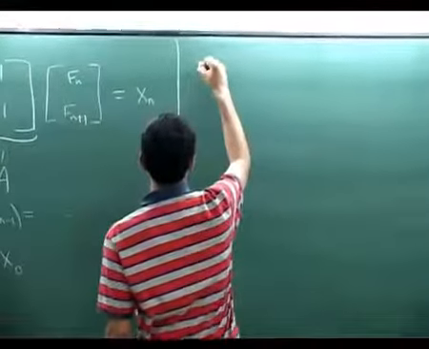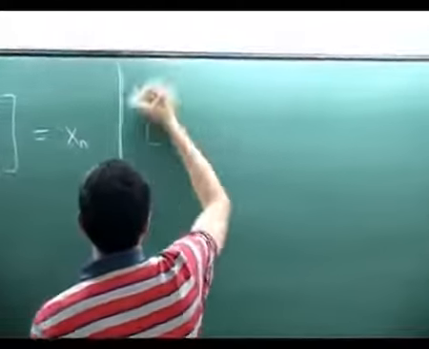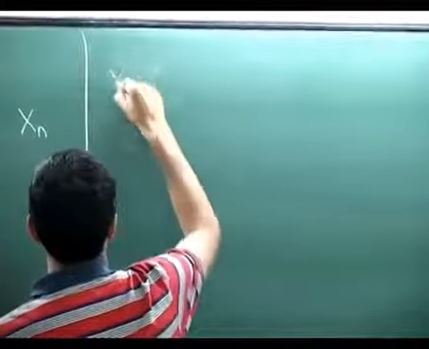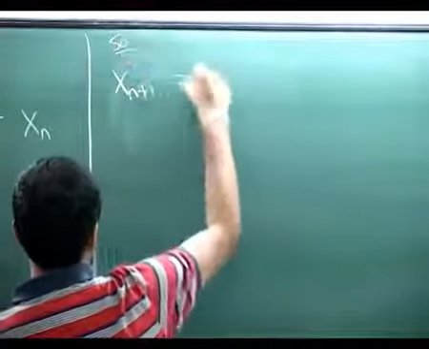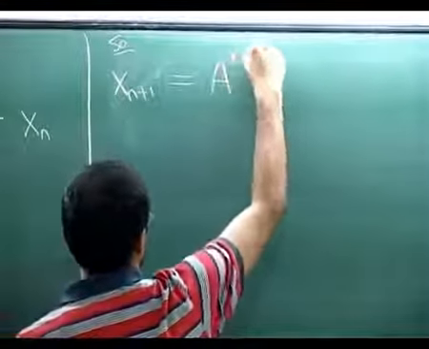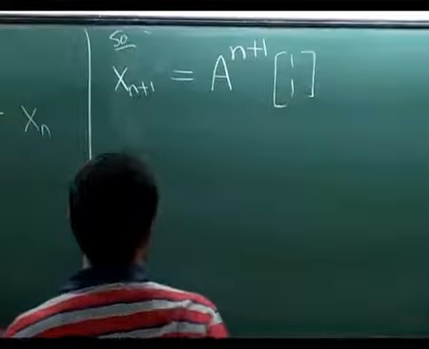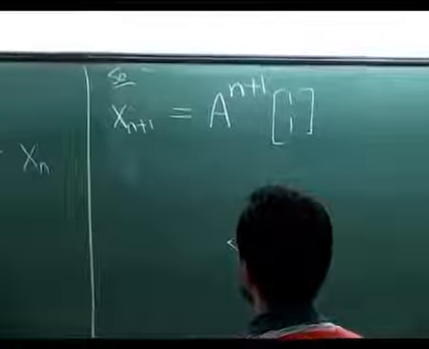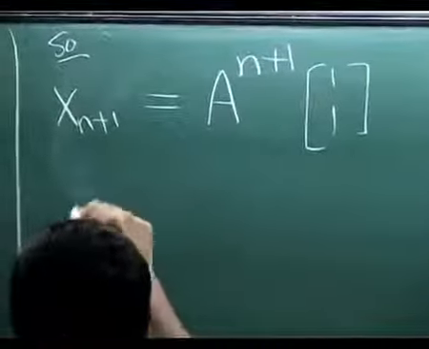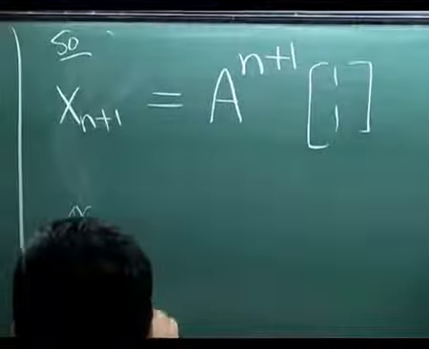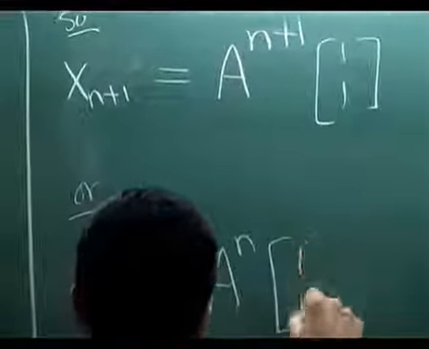So therefore, what do we know? How do you compute xn plus 1? So the final answer is this: xn plus 1 is therefore the matrix A raised to the n plus 1 times the vector 1, 1. Or since it's true for all n, equivalently, let me just write it as xn is A to the power n times 1, 1.